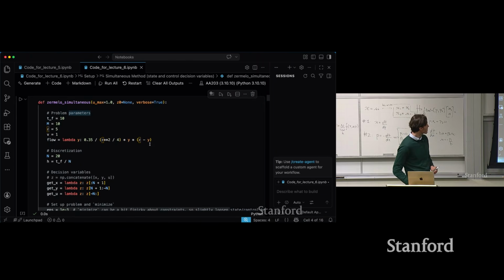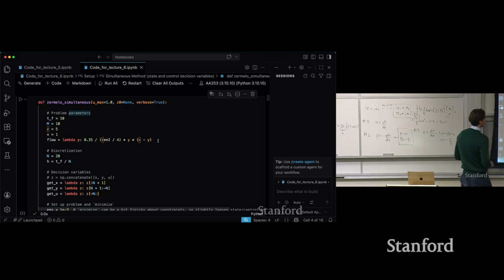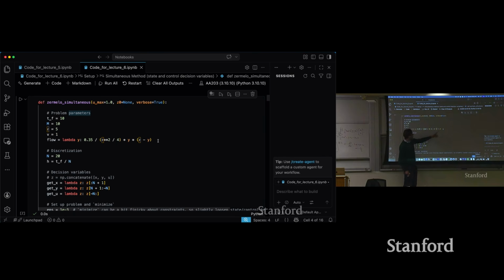Okay, so here we are indeed defining our problem. So we assume that TF is 10. We have our final coordinates, 10 and 5. Here we represent the flow through this lambda function, where if y is equal to L, so we are at the upper extreme of our river, this is equal to 0. If y is equal to 0, this is also 0. Right? So this basically encodes that at the two borders of the river, the flow is 0, and it is maximum in between.